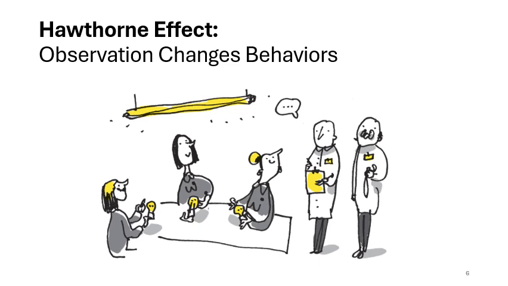The Hawthorne effect, the understanding that observation changes behaviors, was found in a situation where scientists came in and observed workers who were interested in whether the lighting in the room affected how well the workers worked. And they found that, in essence, while the workers were being observed, their performance improved, and that they couldn't identify or tease out the effects of the lighting.